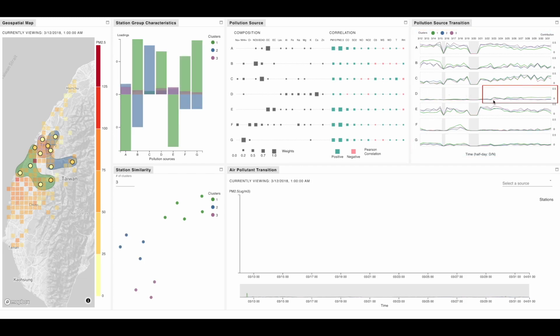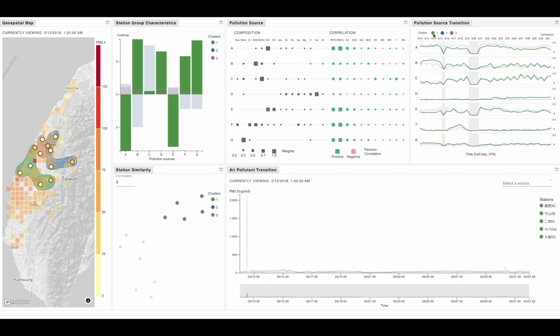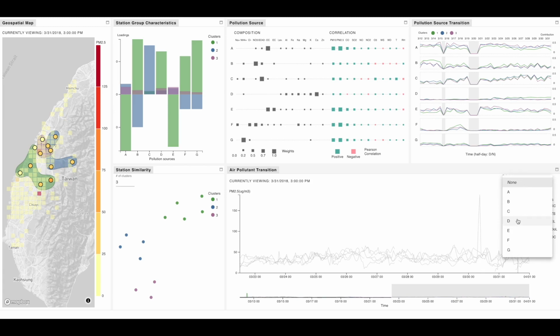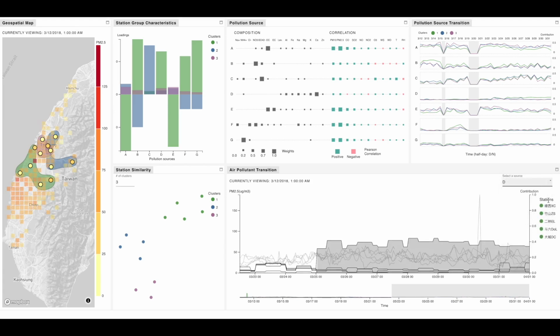For example, in cluster 1, source D starts to contribute to the air pollution since March 23rd. This sudden increase of the contribution implies the possible existence of pollution events around the time period. We can click on cluster 1 for further examination in the air pollutant transition view, where the gray lines represent the observations of particulate matter 2.5. By selecting the source D, we overlay the actual source contribution onto this view, where we use the filled areas to indicate this source D has the highest impact at this location during this time period.